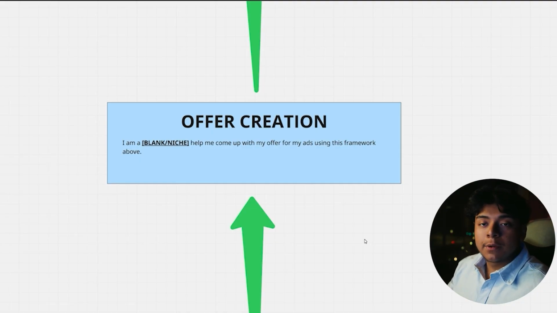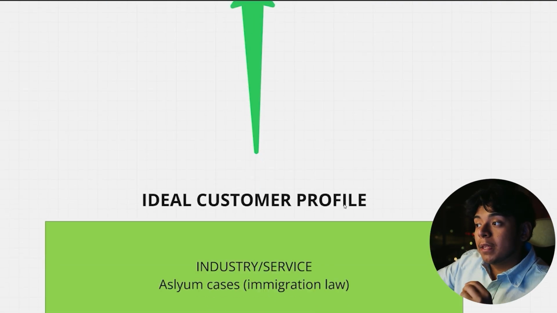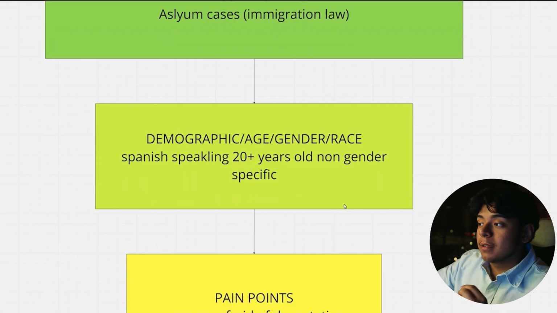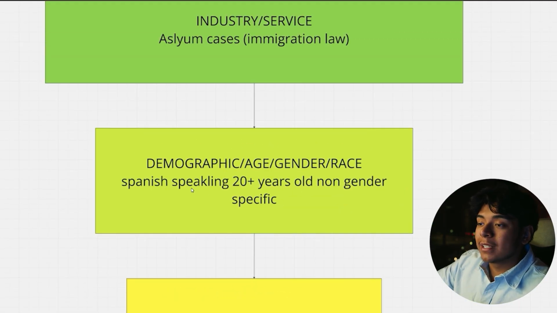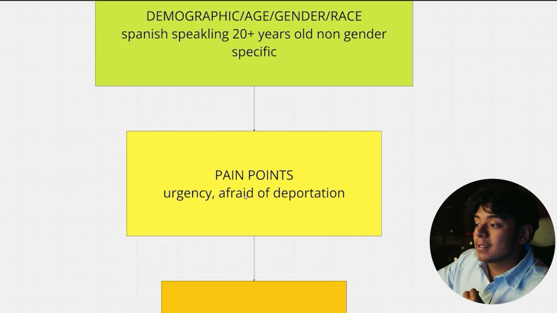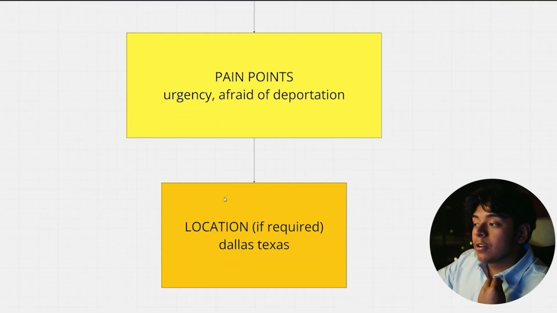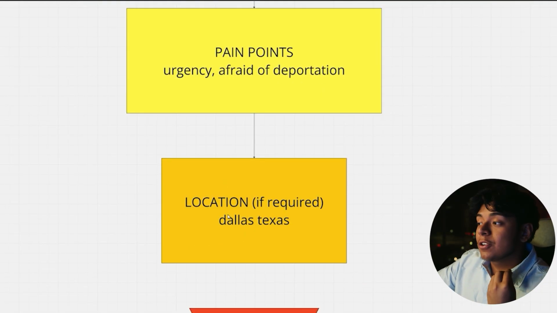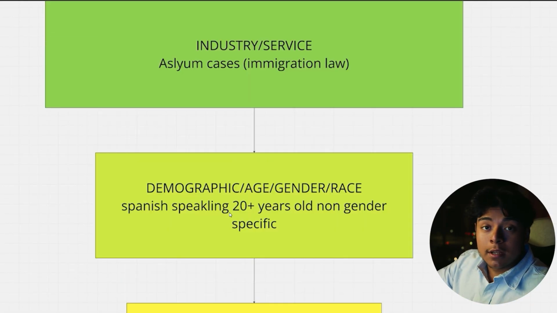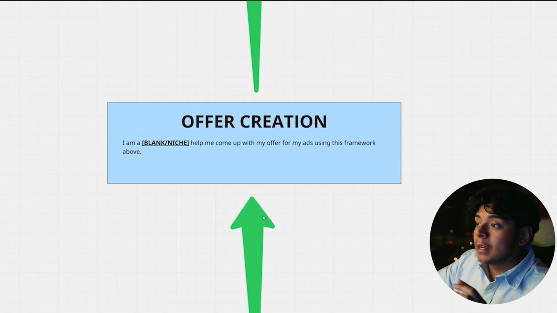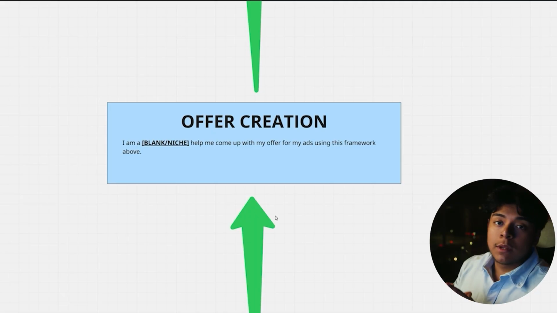It's like a doctor trying to sell a cure to someone who's not sick, right? He's selling a good cure, it works, and someone's in need of it, but just not that person, because they're not sick. They don't have the symptoms. So with that being said, your ICP will allow us to determine what those symptoms are. 20 plus years old, Spanish speaking, asylum cases, urgency, fear. Dallas, Texas. These are all symptoms of our ideal customer, right? And our offer is much more clear once we understand the symptoms.